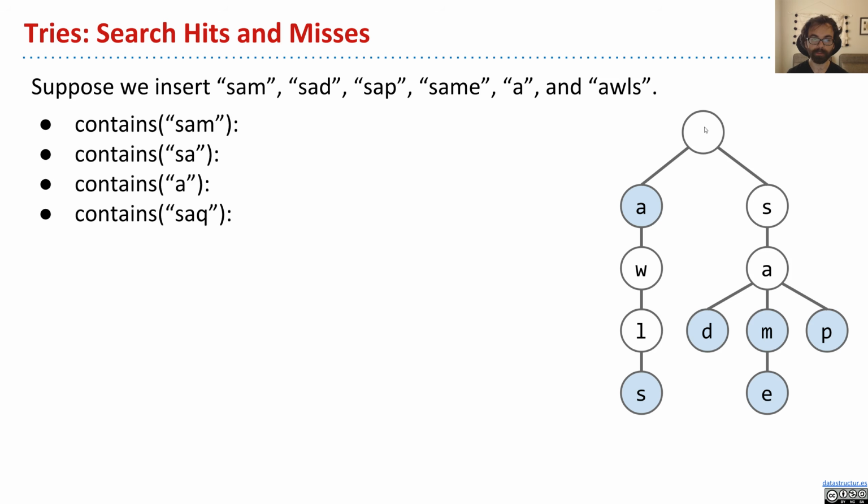We start at the root, and then we consider the first letter, S. Okay, we go down here, S. Then we go to the next letter, A. Then we go to the next letter, M, and we find that we've ended on a blue node. So we will return true.